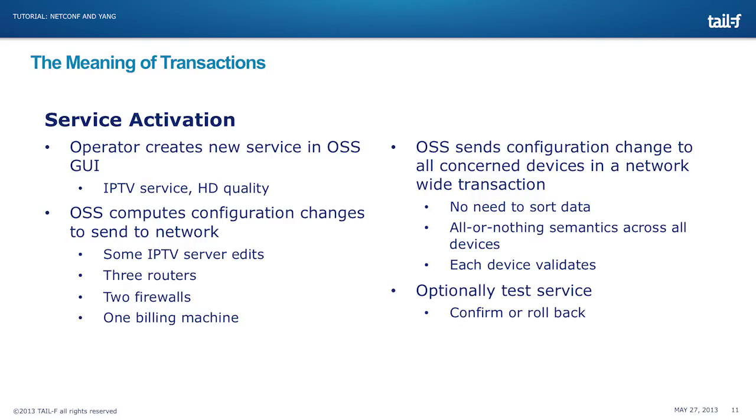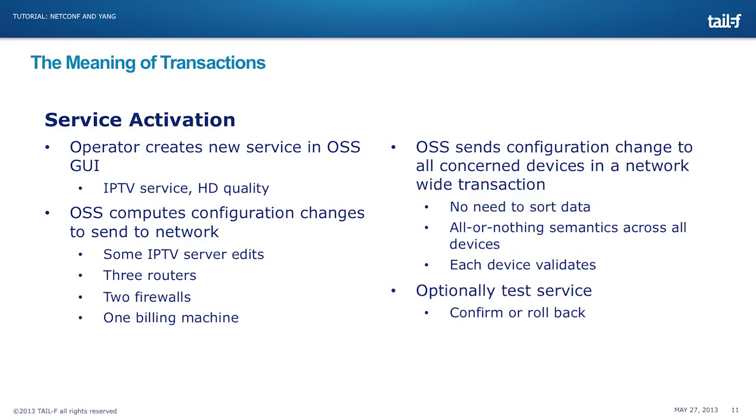There may be IPTV server edits, maybe it involves settings on 3 routers, 2 firewalls, and also our billing system so we can bill the customer for using the service. Now, with network-wide transaction support that we can do from NetConf, we just send the configuration changes to all the devices in our network. We don't need to worry about sorting it. Each device will validate its configurations. They'll all succeed or they'll all fail.